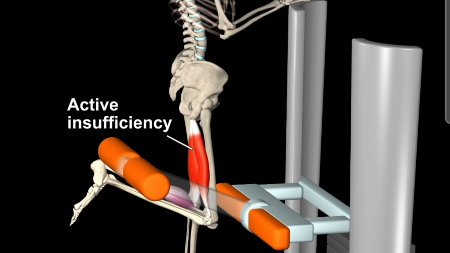However, what you're experiencing is actually active and passive insufficiency, both of which are inhibiting the ability of the hamstrings to optimally contract.